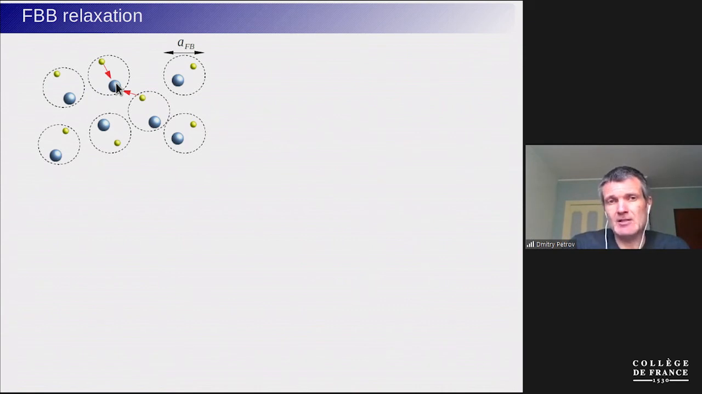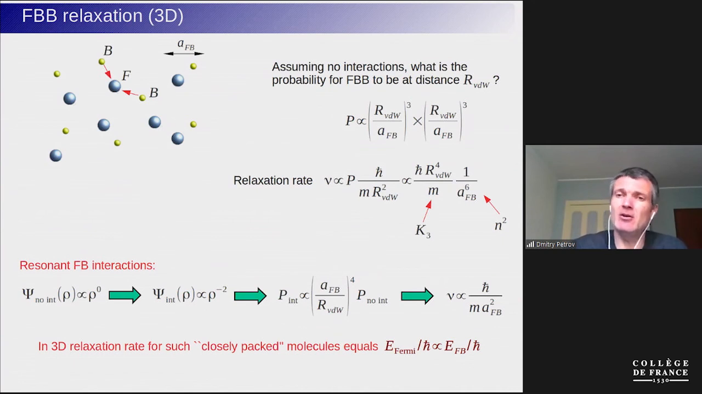In order to estimate the rate of this, let's assume that we have closely packed molecules in 3D. And let's further assume that they do not interact, so there is no interaction between the atoms. In this case, the probability to see 3 atoms close to each other scales like the van der Waals range to the size of the molecule, cubed. This is the probability to have 1 boson on top of 1 fermion, well, not on top, but in the region given by R van der Waals.